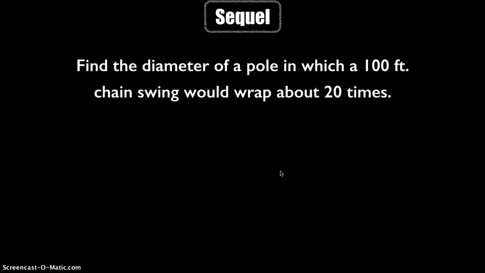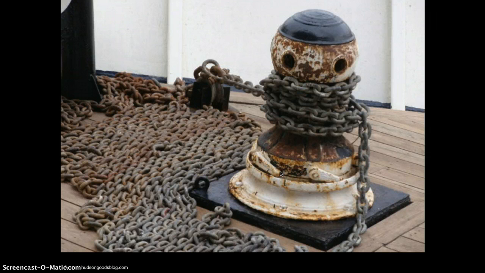It blew my mind. If you've got early finishers in your class and you're working on a modeling task, the coolest trick I learned from Dan Meyer here is to flip the math on kids and get them to create something for you. What might that look like here? How about a kid finds the diameter of a pole in which a 100-foot chain swing would wrap around 20 times? I don't know. They're creating the pole this time. It's kind of like this picture right here. Like I've got this super long chain for an anchor on a boat. What would I need to wrap that chain around? You know, kind of crazy.